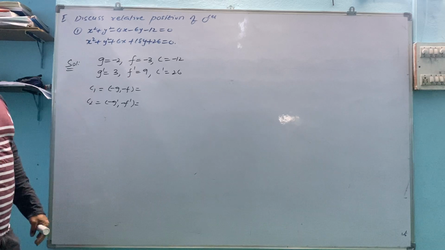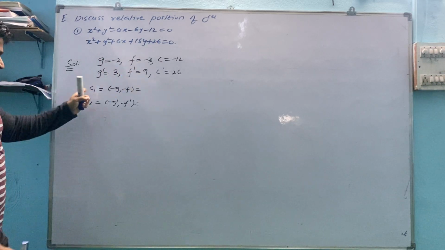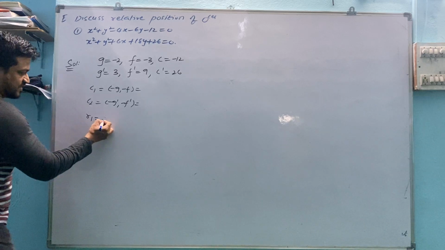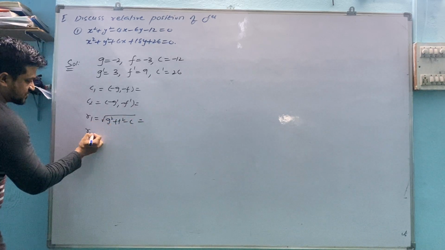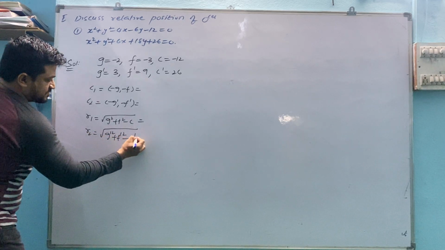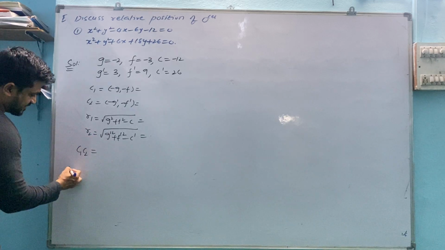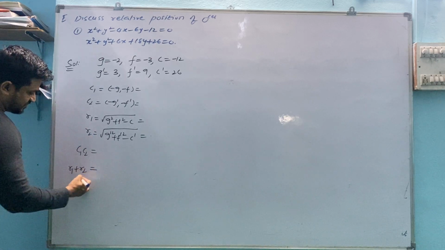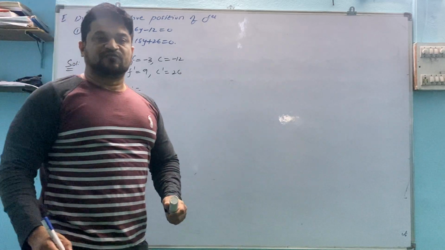When two circles are given, what do we have to find? g, f, c, g', f', c', center 1, center 2, radius 1, radius 2. Center 1, center 2 distance. Radius 1 plus radius 2 value, radius 1 minus radius 2 value. These are the things which you need to find.